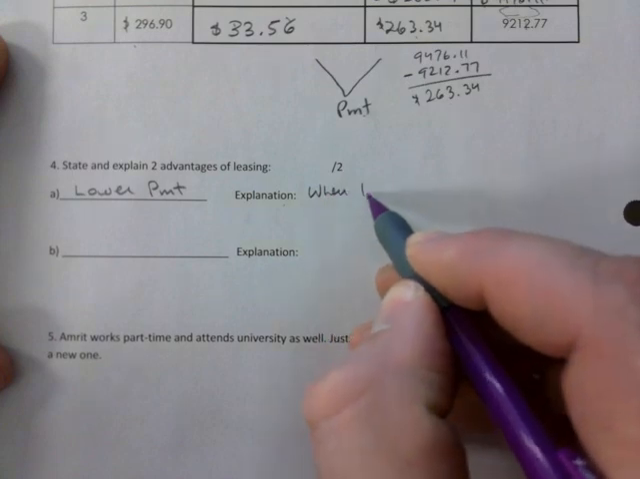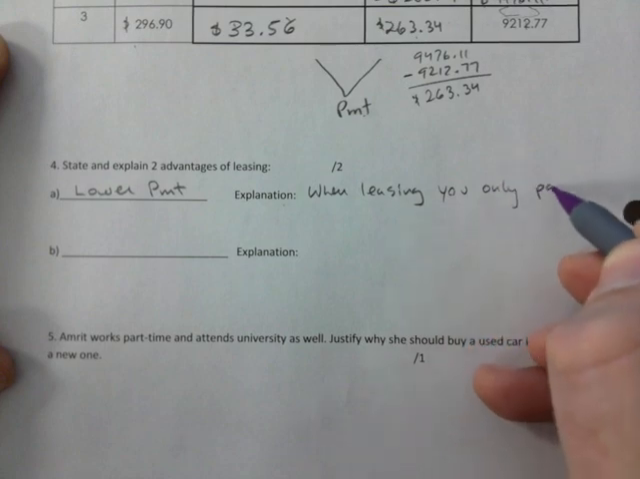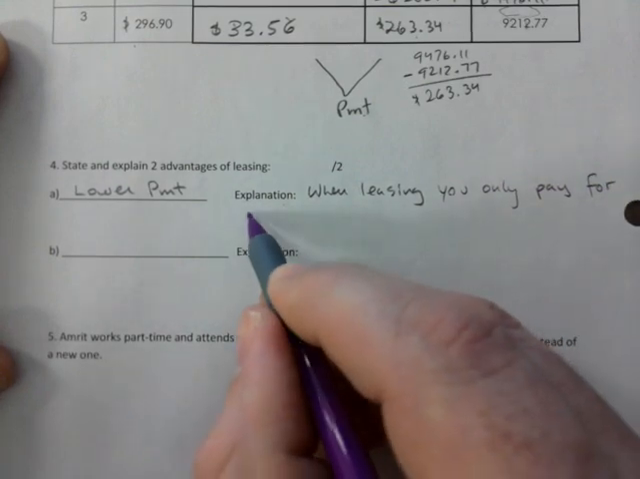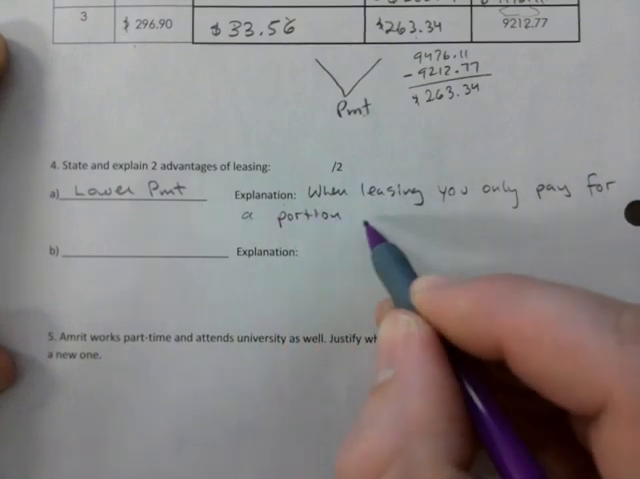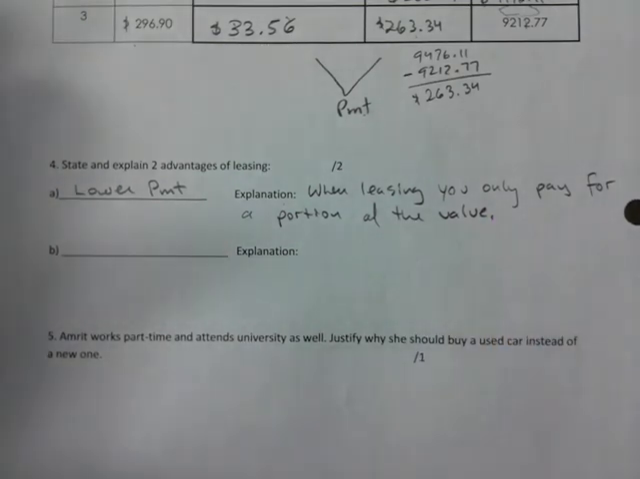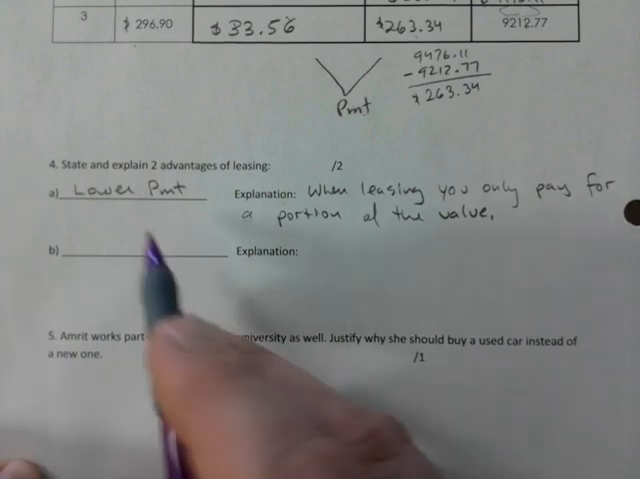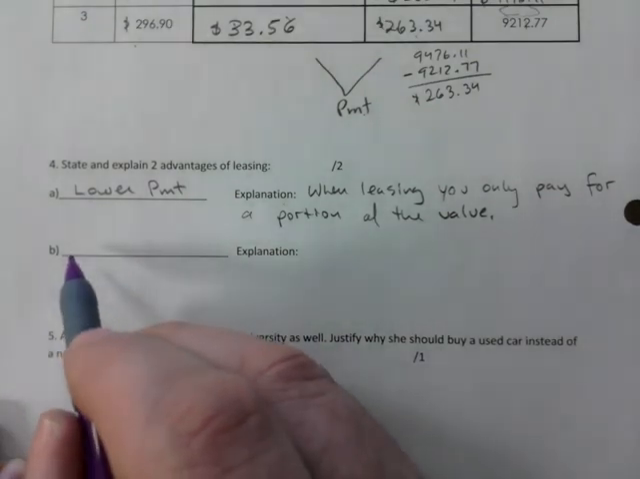When leasing, you only pay for a portion of the value. Okay, you don't pay for the entire value of the entire car. You only pay for what you're going to be using up while it depreciates. Okay, does that make sense? That's why leasing is cheaper. Oops, I take it back. Take it right back. Leasing, the payments are cheaper. They're lower. A lease in and of itself is not necessarily cheaper. Okay, in fact, it's probably not. Okay, lower payment.